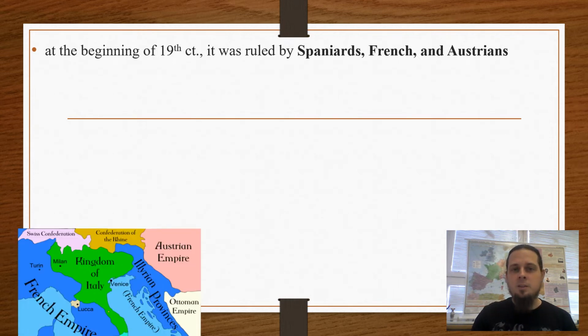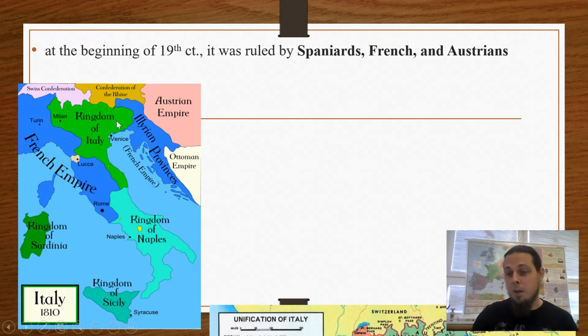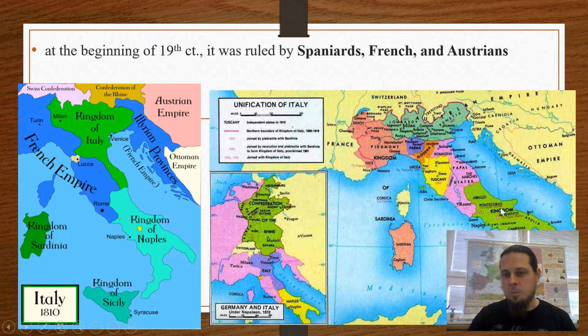So at the beginning of the 19th century, Italy was ruled by Spaniards, by the French who occupied all these lands, and of course by Austrians. After the Congress of Vienna, as this map is depicting, there are the Kingdom of Naples or Kingdom of Two Sicilies, the Papal State, Tuscany, Modena, the Piedmont Kingdom, Parma.